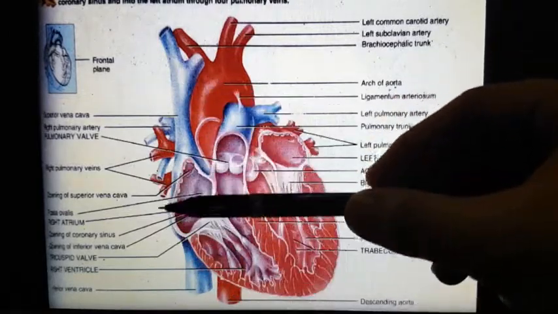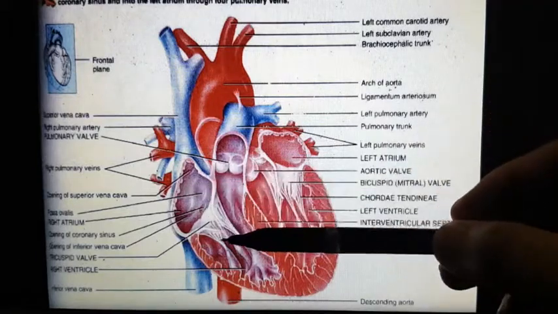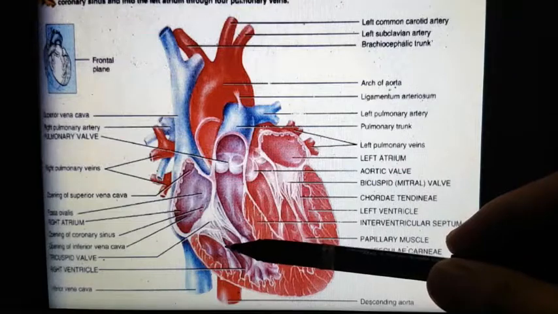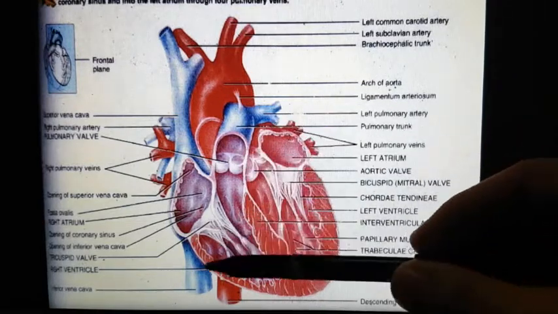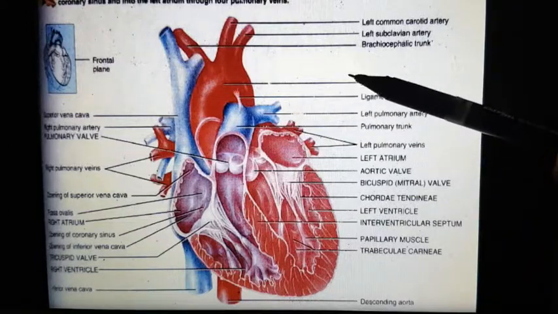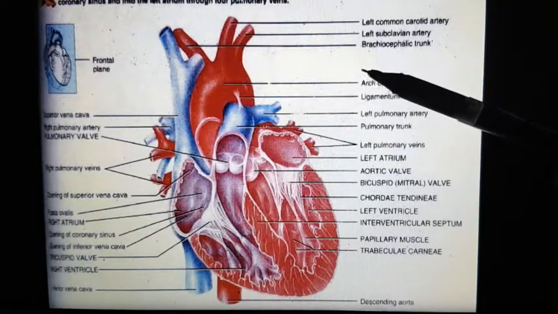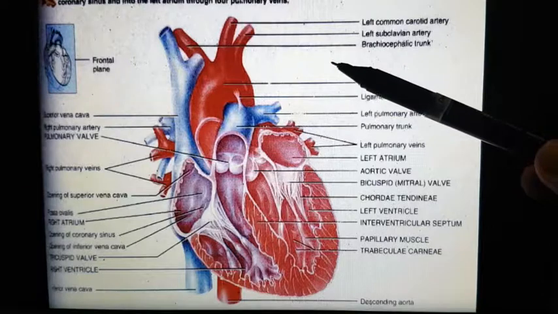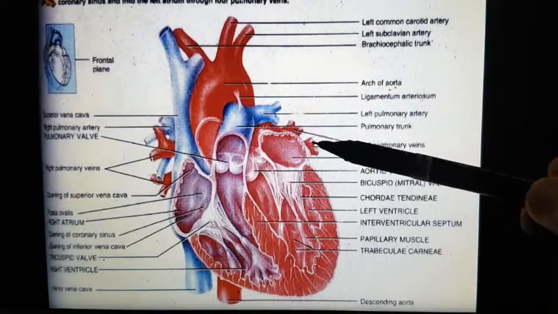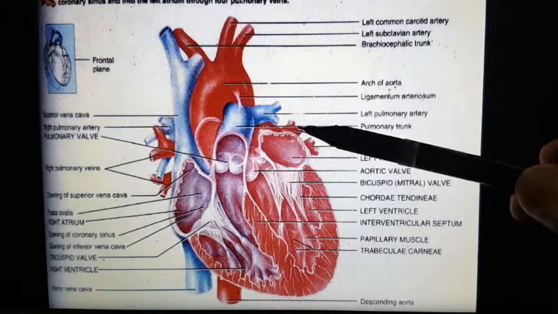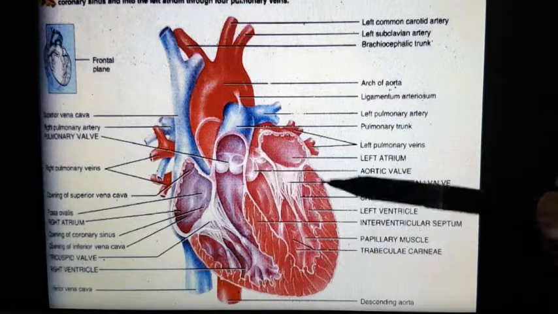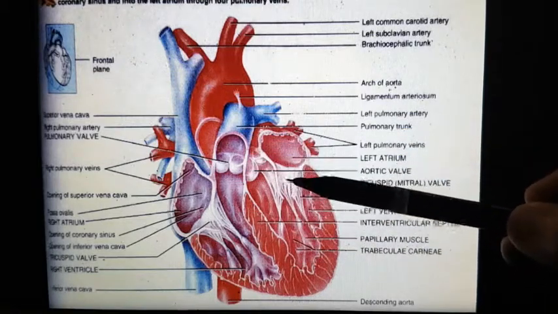Remember that the right side of the heart receives and pumps unoxygenated blood. Because it is unoxygenated, it needs to go to the lungs, right? So from the right ventricle, the blood is pumped to your lungs for oxygenation. Once oxygenated, the blood goes to your pulmonary veins. Here, these are your pulmonary veins, which are connected to the left side of the heart. That is why the left side of the heart receives and pumps oxygenated blood.